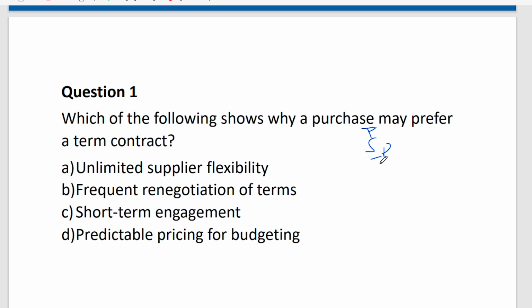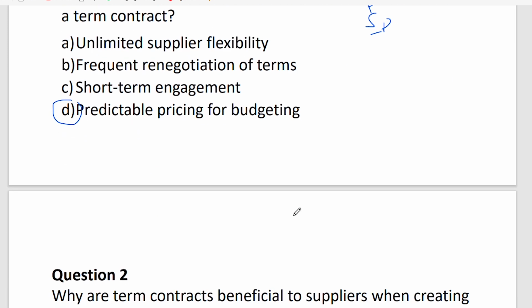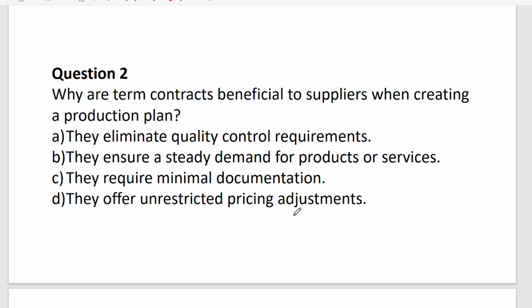A, unlimited supply flexibility. Come on, really. B, frequent renegotiation of terms. You're going to be renegotiating, okay? Short-term engagement, not really. But predictable pricing for budgeting, that's the answer, right? Why are term contracts beneficial to suppliers when creating a production plan? Well, because they eliminate quality control requirements? No, they don't. Because they ensure a steady demand for products or services.